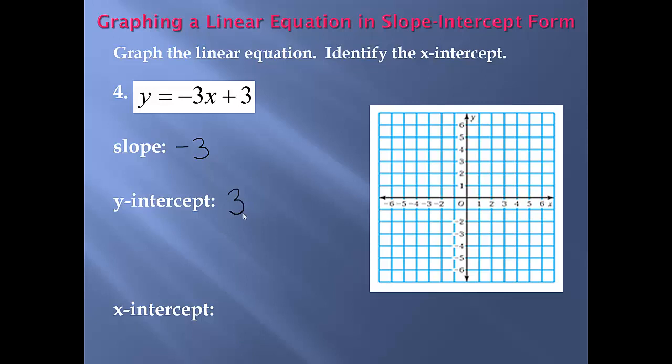Now we can graph the y-intercept, and this is where the line will cross the y-axis. It crosses at 0, 3. So we'll be at 0 and then go up 1, 2, 3. And we'll plot the point.